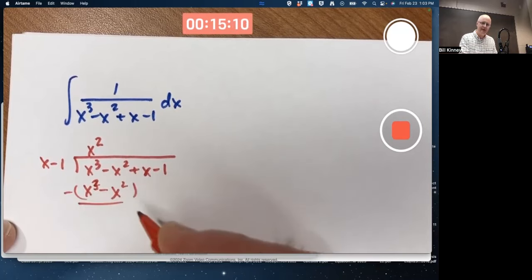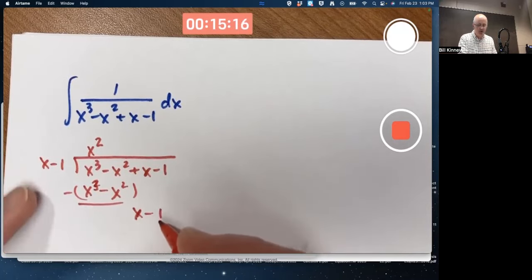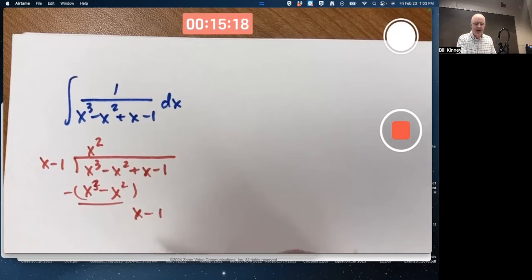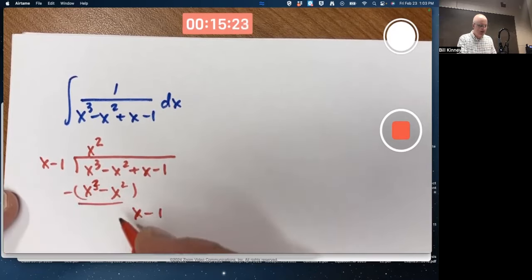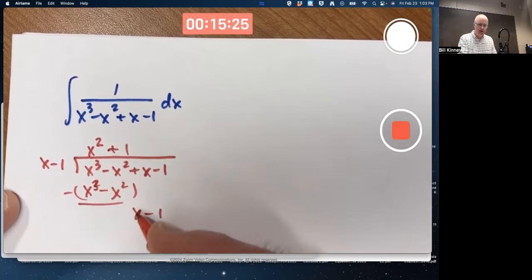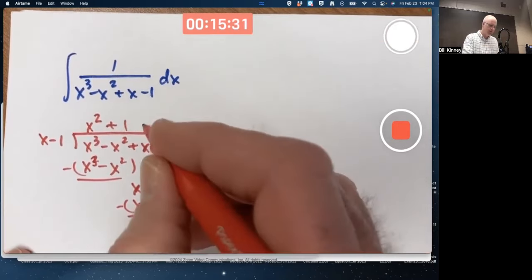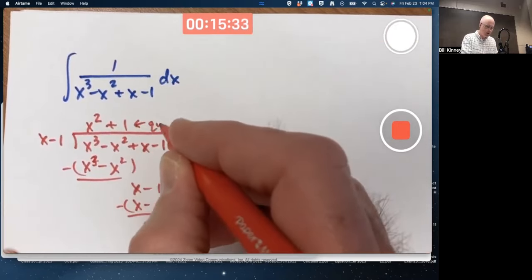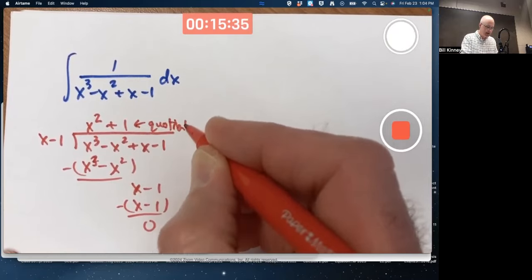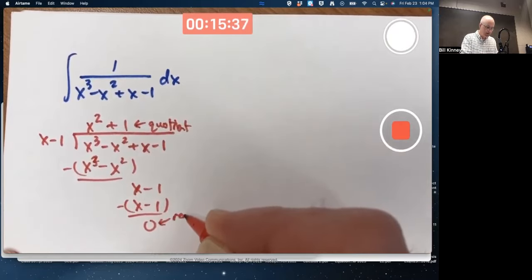Then I subtract. Those two terms cancel. What's left is x minus 1, which matches what we're dividing into this thing by. I have to multiply x minus 1 times 1 to get x minus 1. Subtract, and yes, I do get a remainder of 0. x squared plus 1 is the quotient. 0 is the remainder.